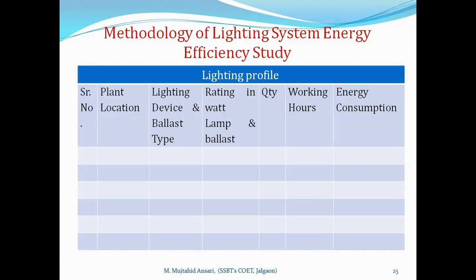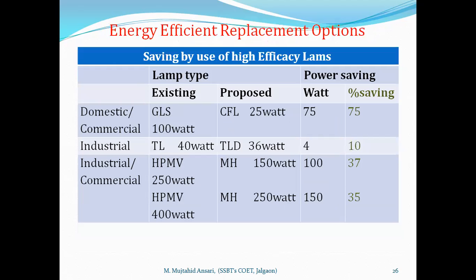Now what are the different replacement options? If you are using a GLS lamp, that is the filament lamp, it should quickly be replaced by a CFL lamp. If this lamp is 100 watt, it can be replaced by a 25 watt lamp, and the light output will be the same. Even it can be replaced by a 20 watt LED light, and there is 75% saving.